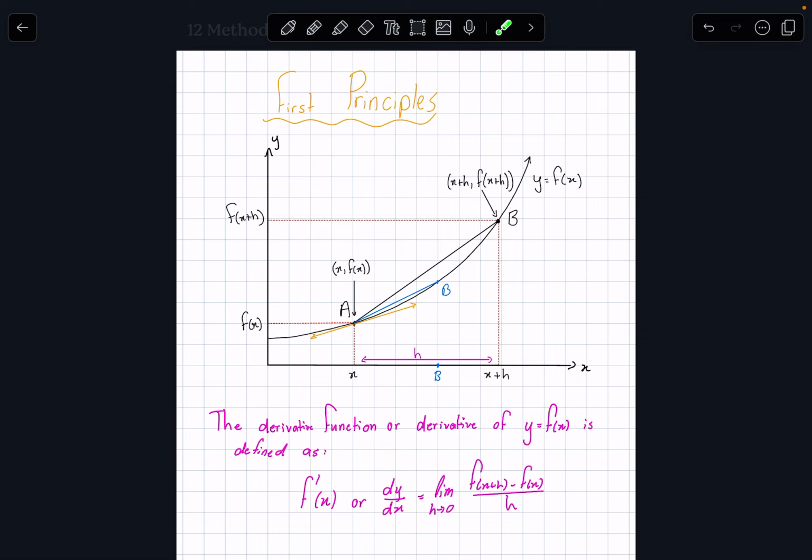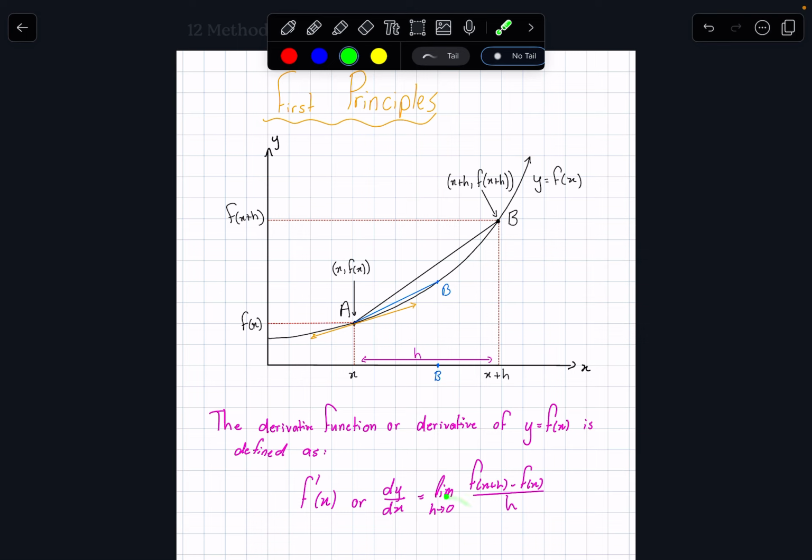Now, in my introductory videos, I go through this diagram in a lot more detail, so make sure you go back and have a look at that. But essentially what we're going to be looking at is when we have a function and we want to find the derivative. So if we've got a function y equals f of x, then the derivative of that function is f dash of x or dy by dx, and it's equal to the limit as h tends to 0 of f of x plus h minus f of x all divided by h.